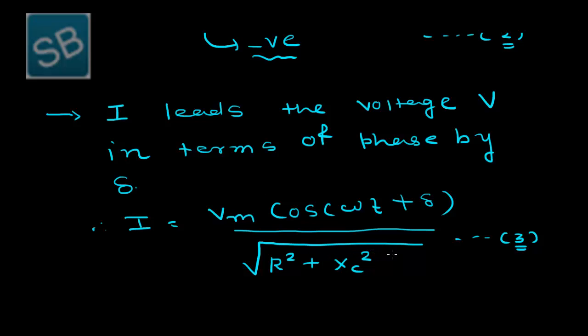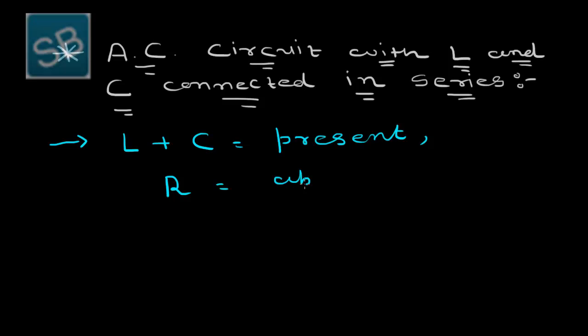Now we will switch on to the next type of combination, that is the combination of inductor and capacitor, that is L and C. Let's start the different case of AC circuit. This time we will connect the components inductor L and capacitor C in series. So in this particular case, L plus C is present and resistance R is absent.